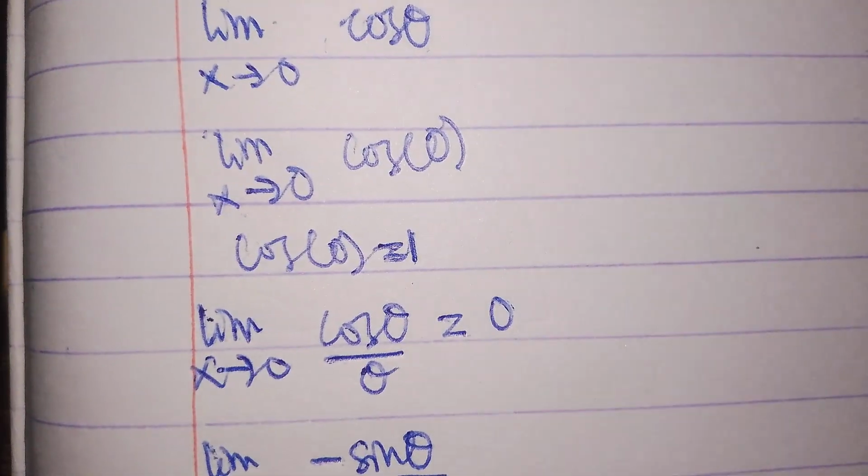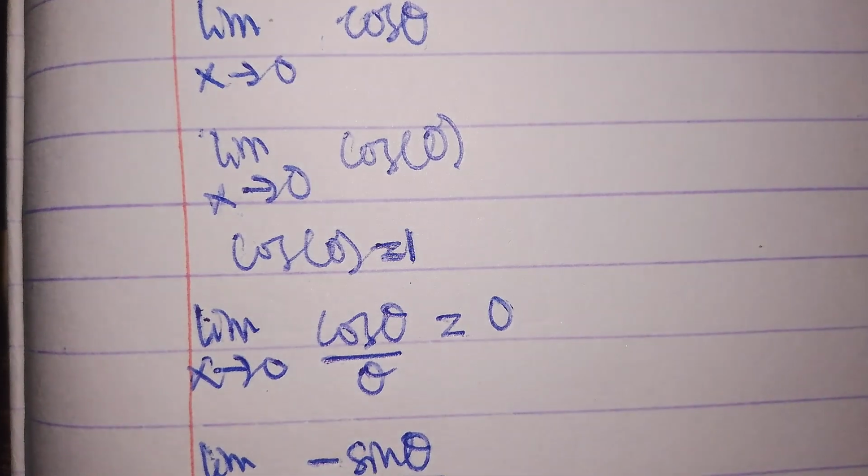So now you can actually see the limit as x approaches 0 of cos theta over theta is equal to 0.